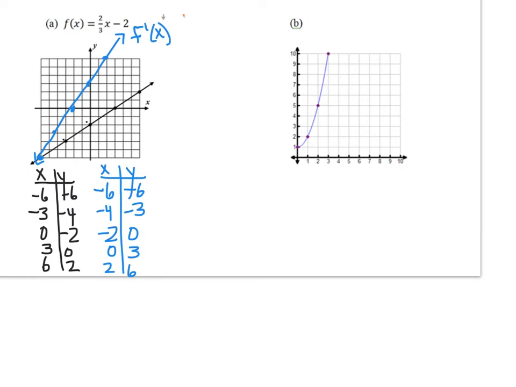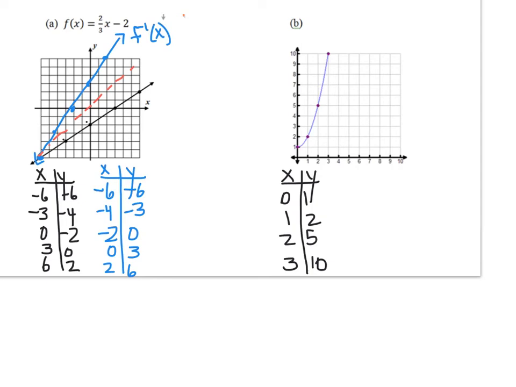You'll notice that if I fold my graph along that diagonal dotted line, it would actually be a reflection over the line y equals x. So the red dotted line is that line y equals x. Let's do the same thing for example B. So I'm going to write down what my ordered pairs are. So I have 0, 1, 1, 2, 2, 5, and 3, 10.